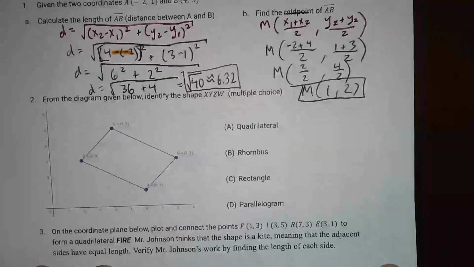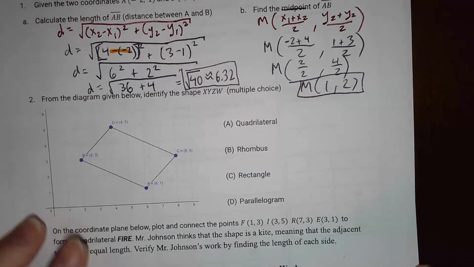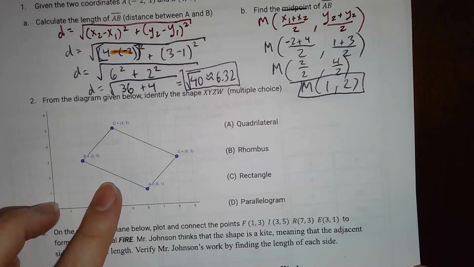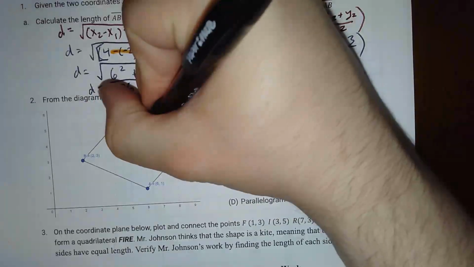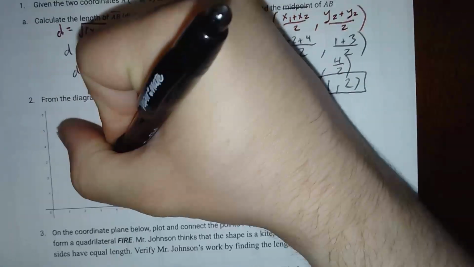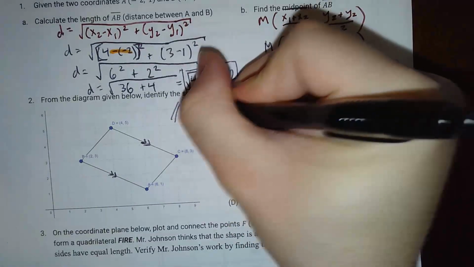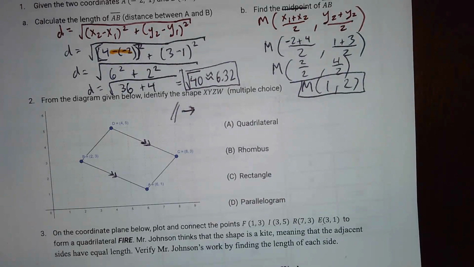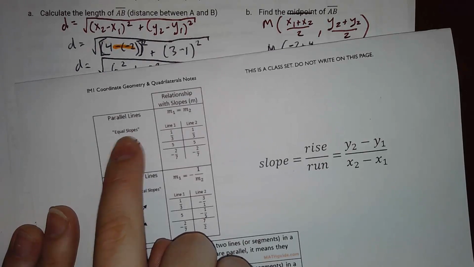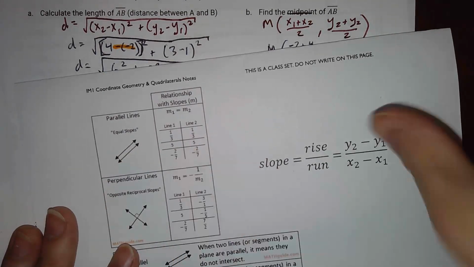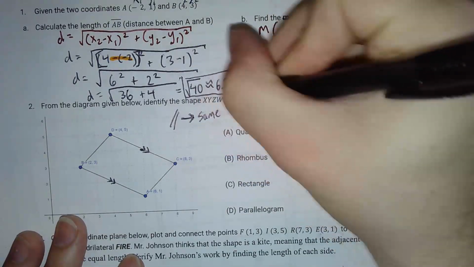Okay, next up is problem number 2. Identify the shape based on the diagram. So the diagram, so far it doesn't look like a rectangle, but it does look like some things might be parallel. Remember, to be parallel, what do you know about parallel and slopes? Right, there's some notes on this as well. Parallel lines means equal slopes, same slopes. So we're looking for the same slope.